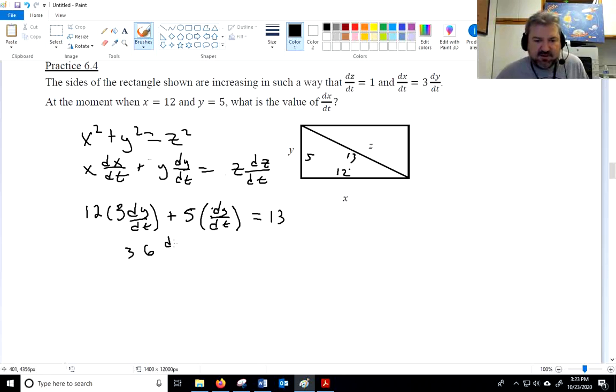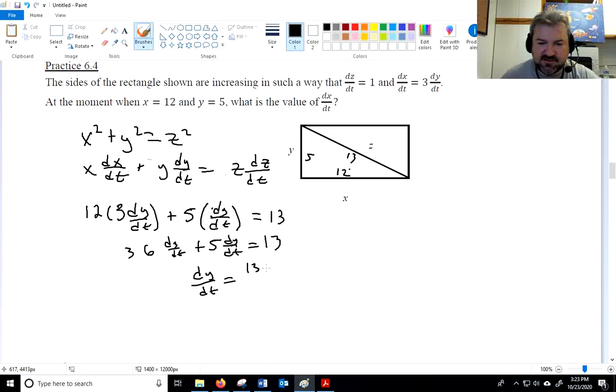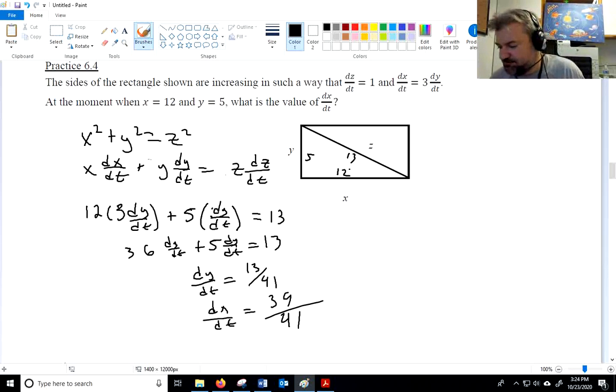So that's 36 dy/dt plus 5 dy/dt equals 13. So that's 41 dy/dt. So 13 over 41. And dx/dt is 3 times that. So that's 39 over 41. And that is the rate of change in dx/dt, whatever units that happens to be.